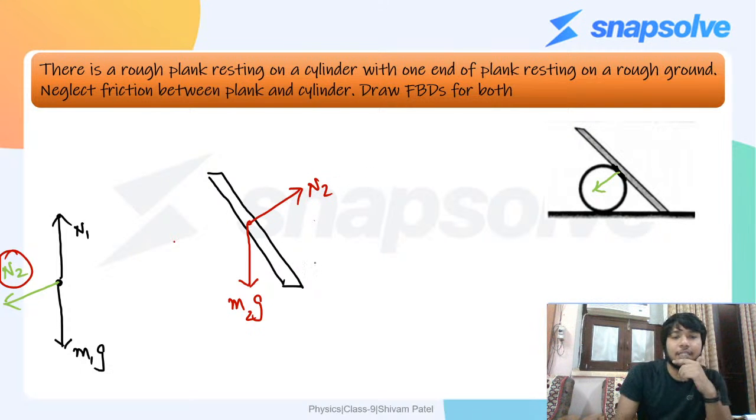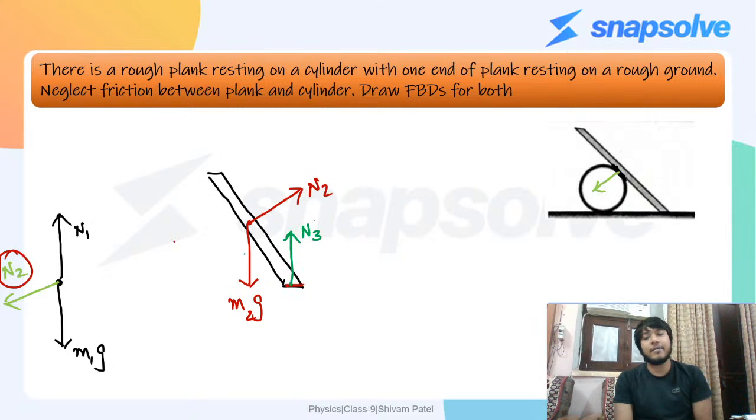Right, now this surface is in contact with ground. Right, so the ground will also apply a normal reaction force on the plank. Right, let's call that normal as N3. So this is the normal reaction force N3.